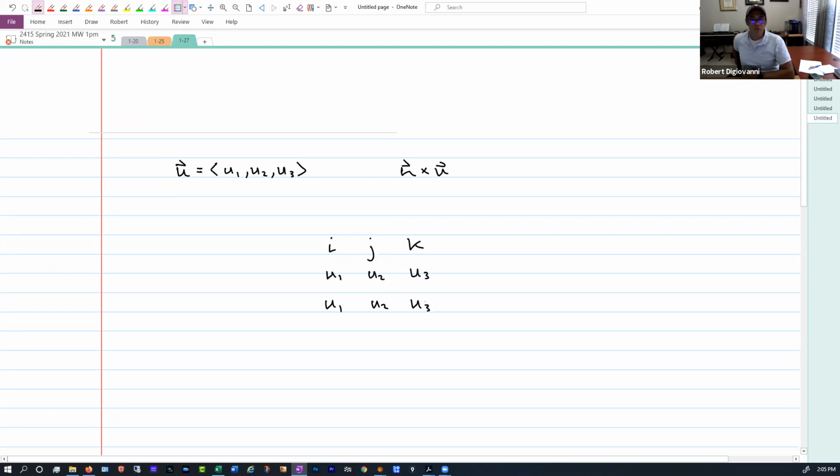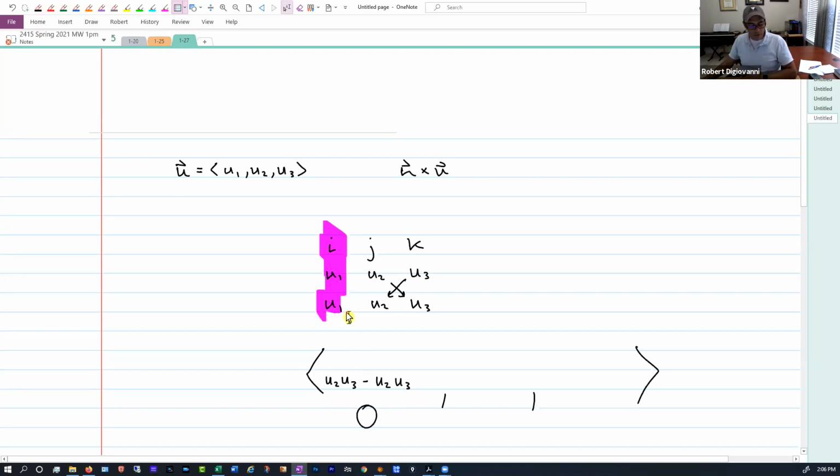And let's see if we can go through this cross product fast. So first thing I'm going to do is cover up the i and then do my little determinant on that. So I'm going to do these two together. That's u2 times u3 minus, now I'm going to do these two, and that is also u2 times u3. So that's just 0, right?